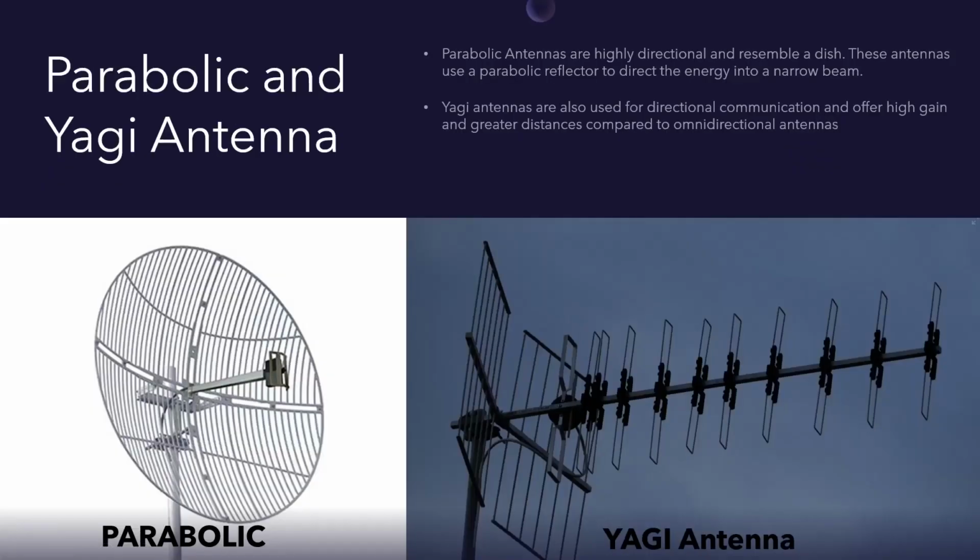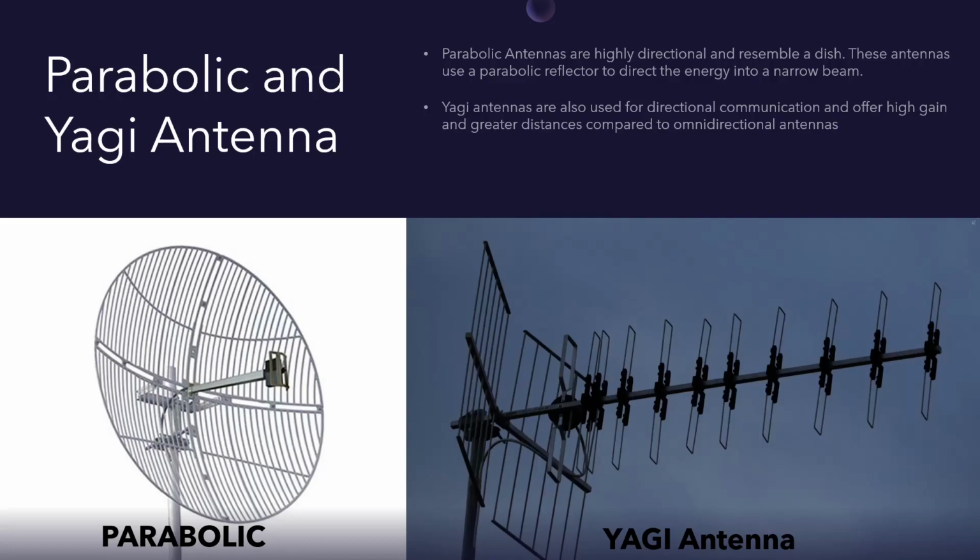So now we have two different antenna types, and these are known as directional antennas. The image on the right is called a Yagi antenna. This antenna is a directional antenna that consists of multiple parallel elements in a line, usually including a reflector and one or more directors. They focus a signal in one direction, enhancing reception and transmission over longer distances.